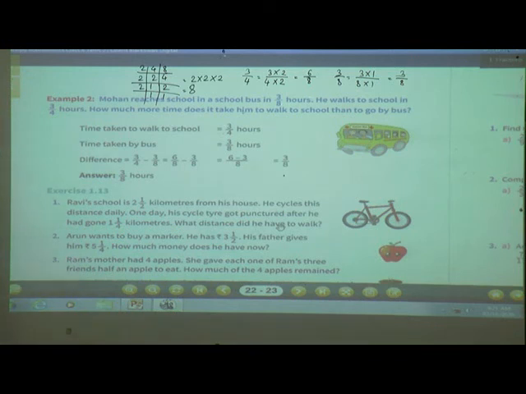Clear till here? Yes? Clear? Yes, very good. Now we will start our exercise 1.13. Okay, now what is the first question, students?